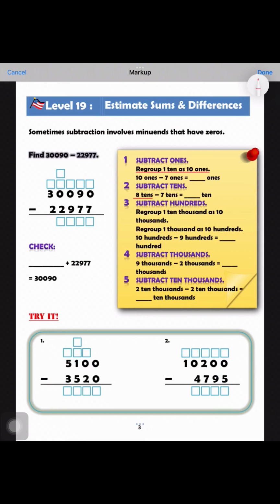Sometimes subtraction involves many ones that have zeros. For example, 30,090 minus 22,977. The first thing we should take a look at is the ones place. So 0 is not enough to minus 7. Therefore, we regroup the tens as 10 ones. And 10 ones minus 7 ones equals 3 ones. Next, the 9 becomes 8, and 8 tens minus 7 tens equals 1 ten.